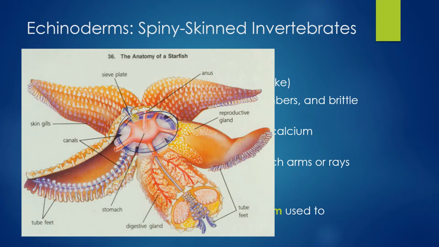So this is the central disc. That's what we're talking about. And you'll even notice these cool blue pipes going throughout the starfish, radiating. Those are the water vascular system that is given off by these particular creatures.